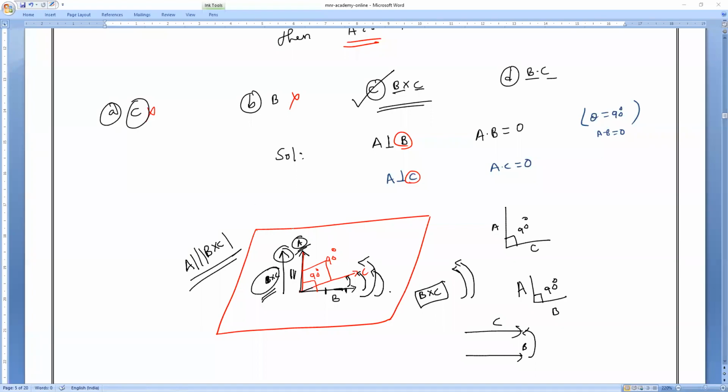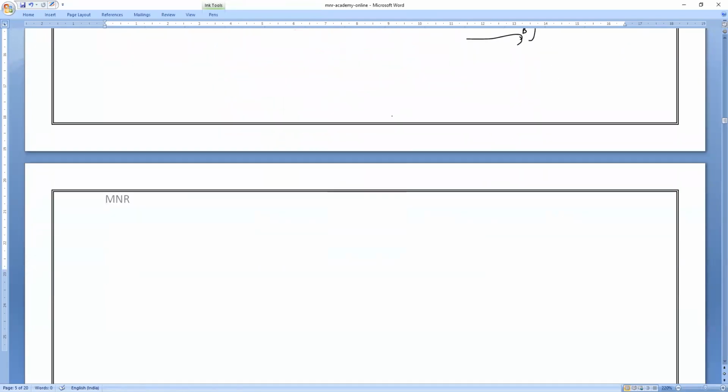Yes, sir. Okay, guys. So B cross C is the correct answer. Next. So B cross C, so A is parallel to B cross C. That is what you have to remember.